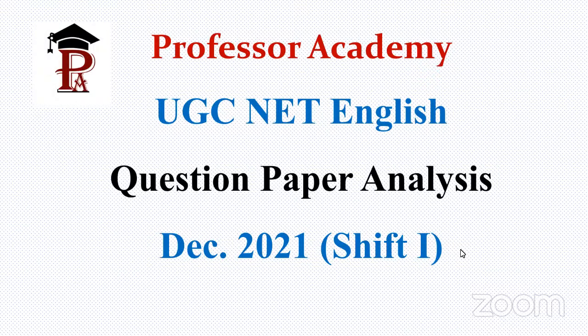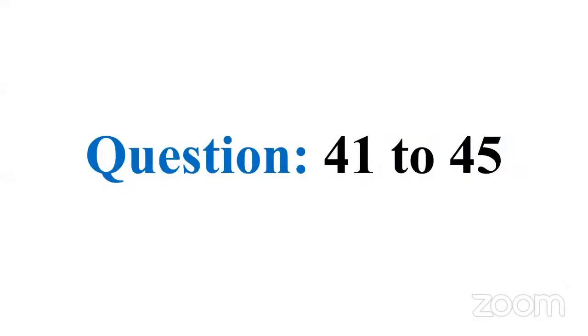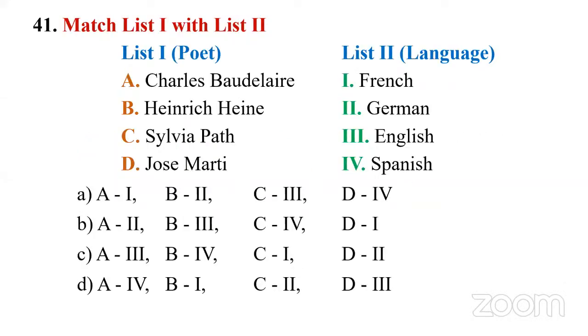So, good evening. Welcome once again to Professor Academy's question paper analysis of UGC NET English, December 2021, Shift 1. And today we are going to analyze questions from 41 to 45. So, 41, match list 1 with list 2.